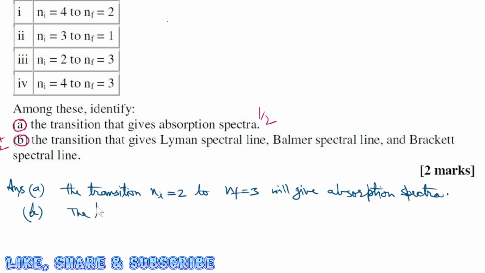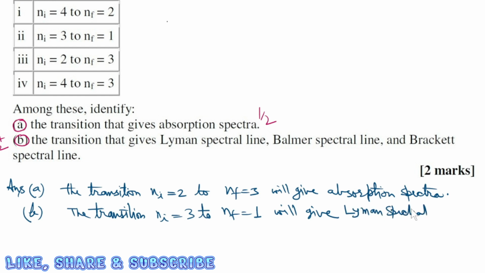Part B, the transition ni equals 3 to nf equals 1 will give Lyman spectral line. You should be able to recall that the Lyman spectral series is obtained corresponding to the transition from any higher orbit to n equals 1.